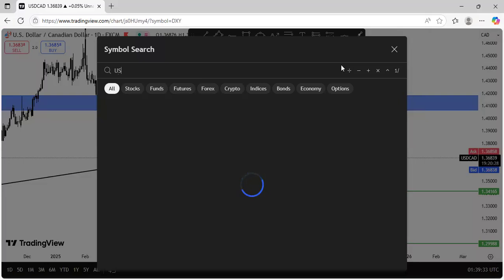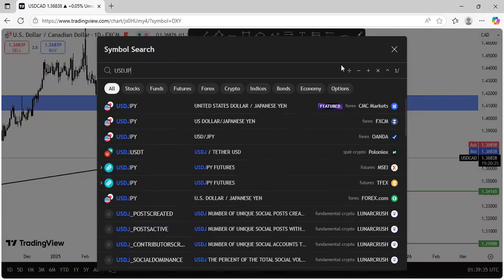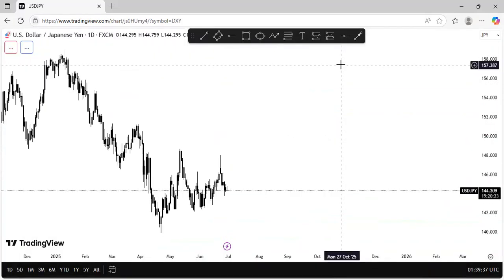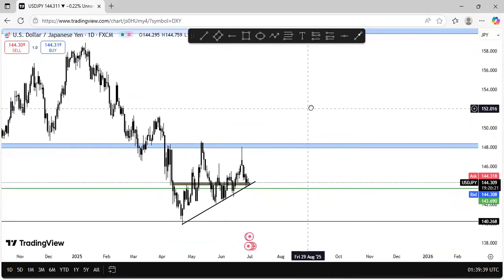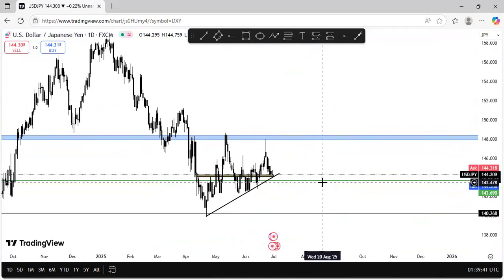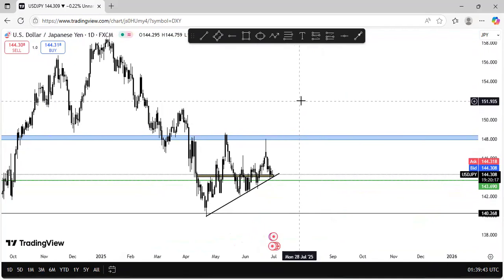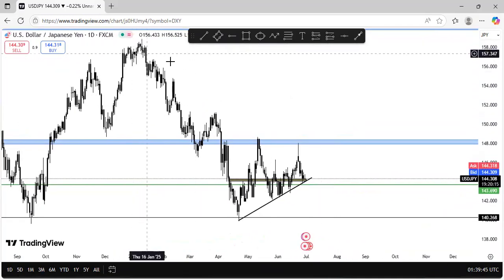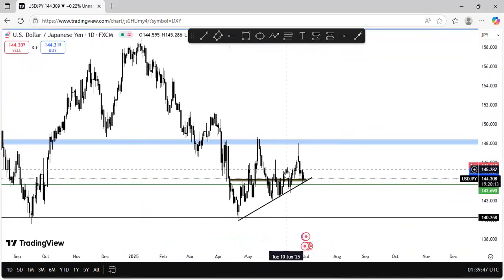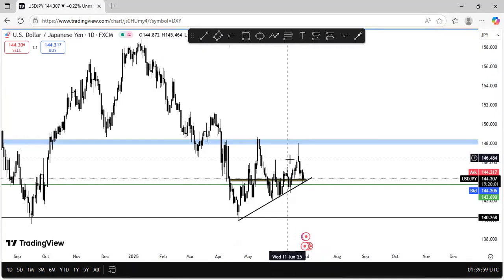Then let's go to the USD JPY, my favorite pair, but for some reason it's been acting up. As you remember, I had sell positions on the USD JPY and held this trade for about three weeks, and I had to cut my losses short somewhere around here.